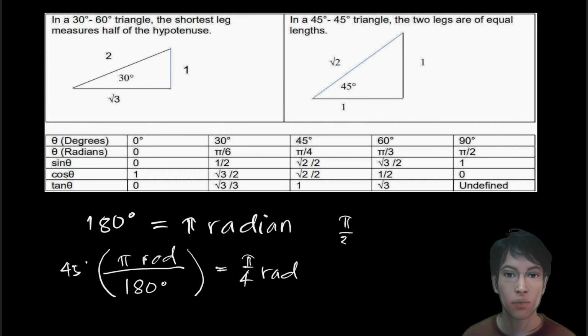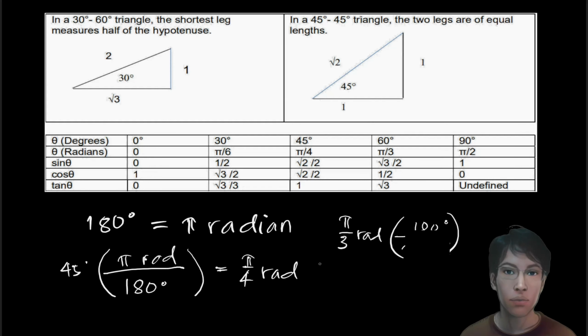Same thing if you are given pi over 3 radians. All you have to do is multiply this by 180 degrees over pi radians, so the radian is in the denominator, and this gives you 60 degrees.